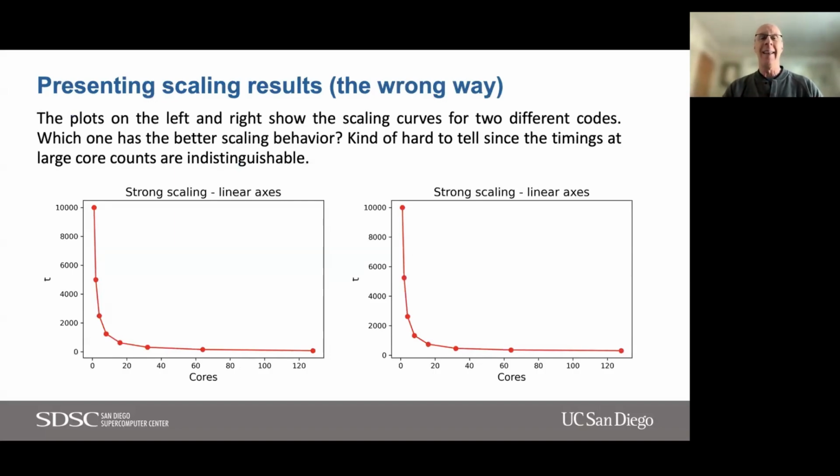So this is something that we see all the time in allocation requests. And I noticed on the list of participants that there was at least one reviewer who I recognized. And this is something that drives us nuts. Believe it or not, these scaling curves are for 2 completely different codes. One of them scales very well, the other scales terribly. But when you look at these plots, it's impossible to tell which is which because we're using linear axes.